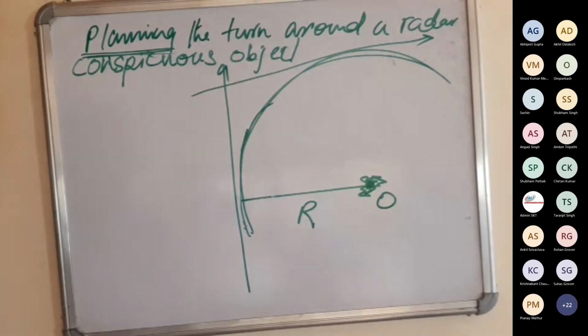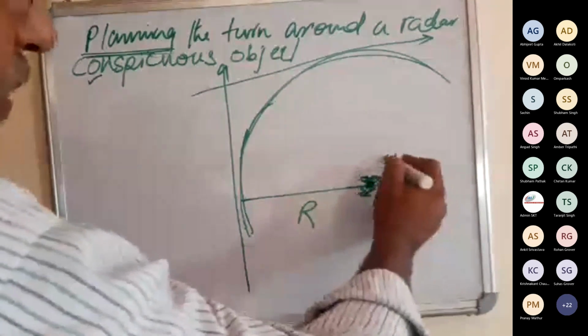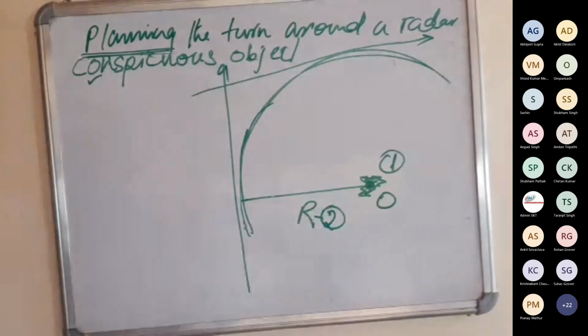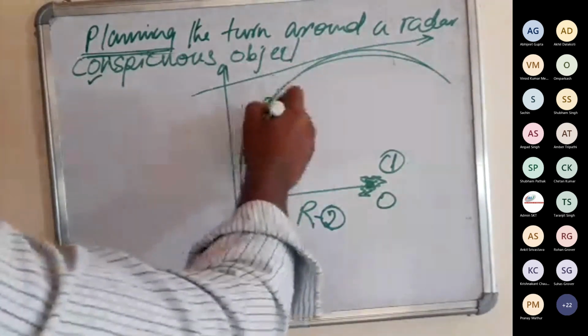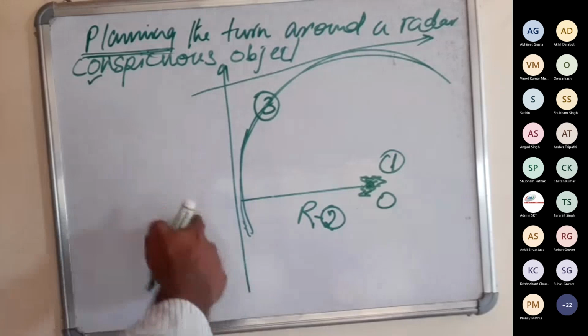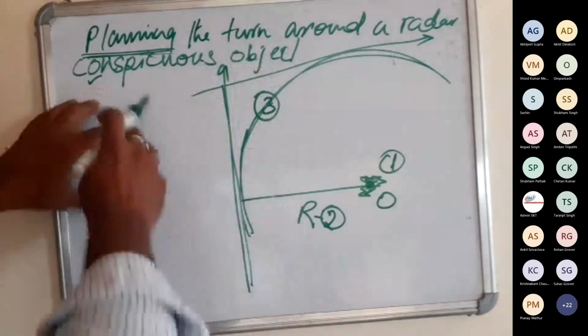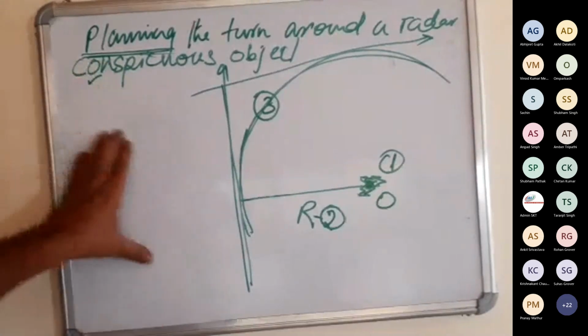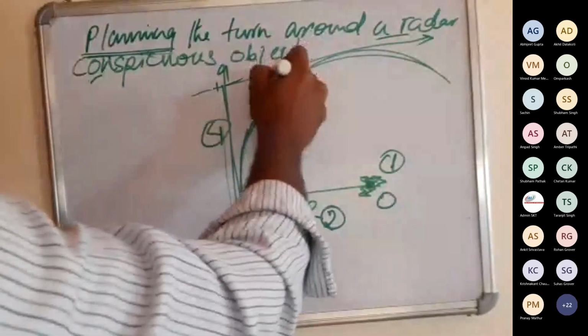So, simple as that, when you have a radar conspicuous object, you first identify this, number one, then you decide the radius, number two, then you draw an arc of radius r, number three, then passing tangential to this, you draw the course lines. That is 4 and 5.